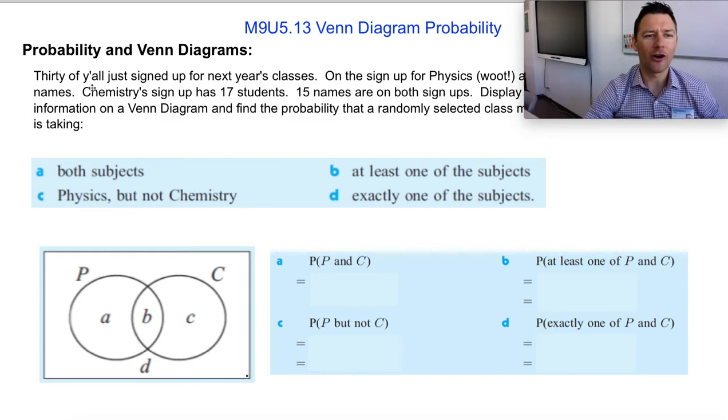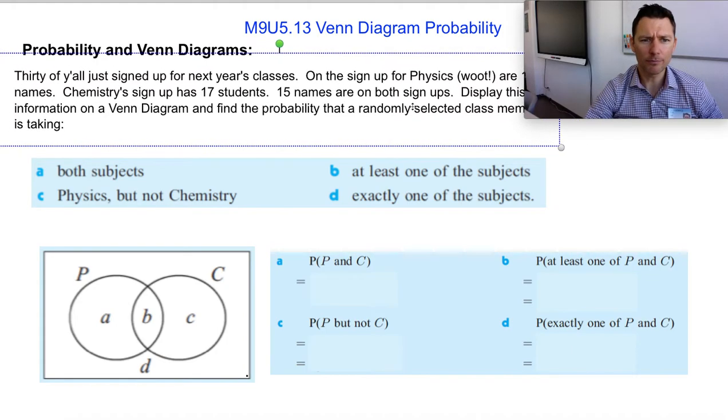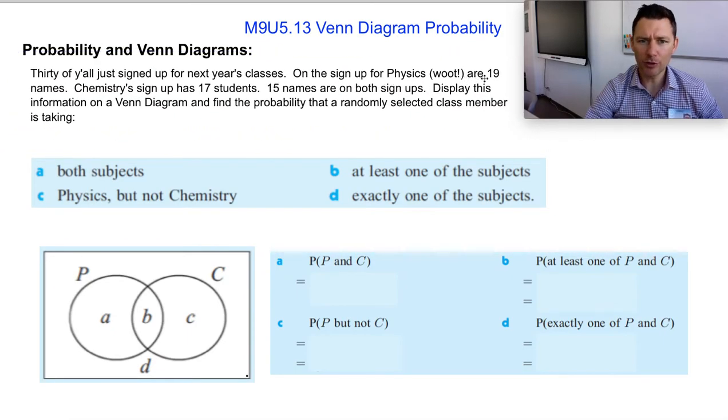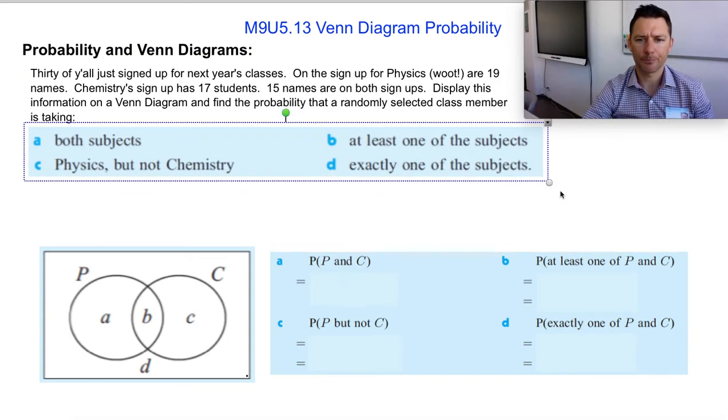So 30 of y'all just signed up for next year's classes. Some signed up for physics. Woot! On the sign up for physics, there are 19 names, right? On chemistry sign up, there's 17 students, right? And 15 are on both signups. So we want to put this on a Venn diagram and find the probability of these happening. So let's try that out.